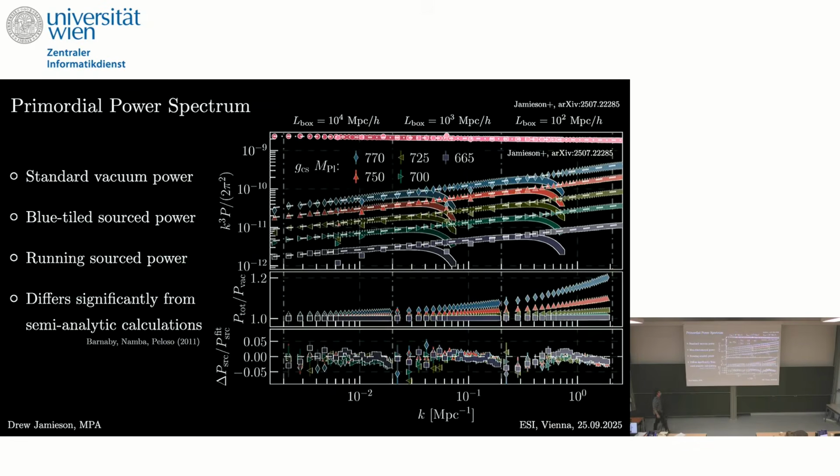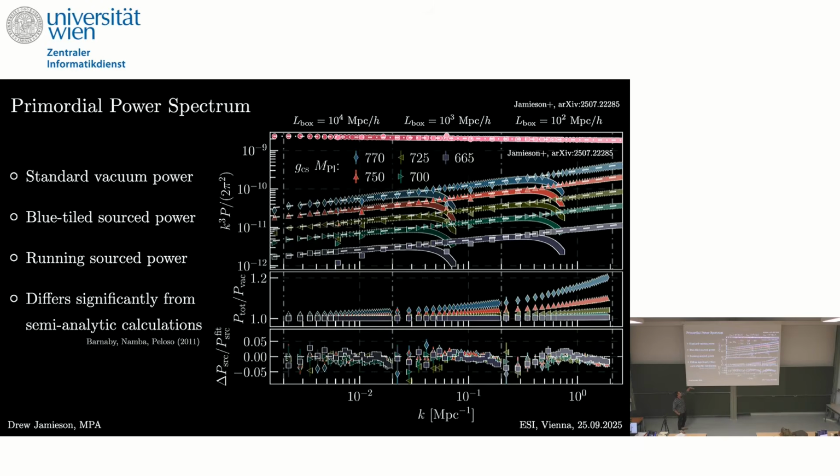And so for the power spectrum, we have a standard vacuum power spectrum. We just chose a potential for the inflaton that gives us this standard kind of A_s of like 2 times 10 to the minus 9, n_s of like 0.956 or something. And so those are the red dots at the top.